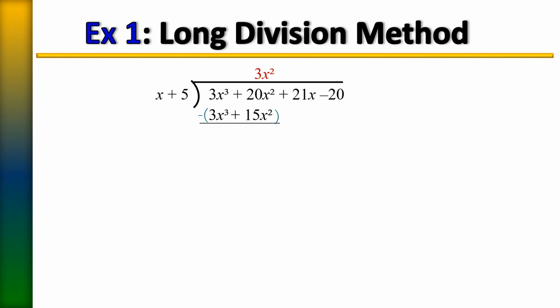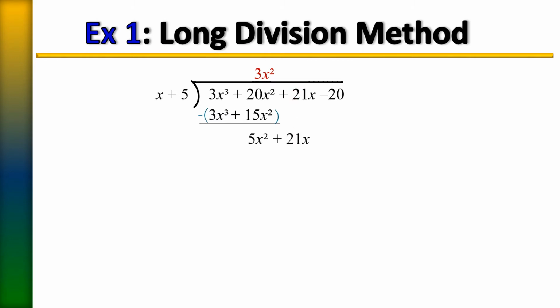So you notice that your cubes cancel out. And with 15 being negative, you're going to bring down a positive 5x squared when you combine those terms. And you're also going to bring down your next term, which is the 21x.